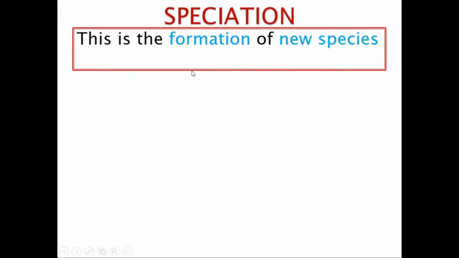What is speciation? Speciation is the formation of new species. So what is a species? We saw it some time before. We saw that a species is a group of organisms which can interbreed to produce fertile offspring. Which process leads to the formation of new species? So let's look at the process which results in the formation of new species.